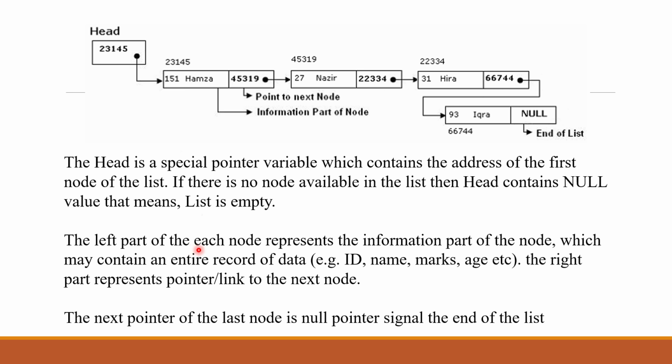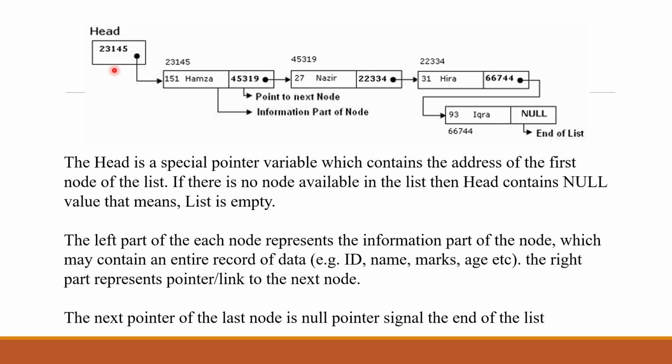The left part of each node represents the information part of the node, which may contain an entire record of data. That may be ID, name, marks, age, etc. That is according to the structure of your application or scenario. You have to create a node according to this. The right part represents the pointer that is linked to the next node. The next pointer of the last node is a null pointer, which signals the end of the list.